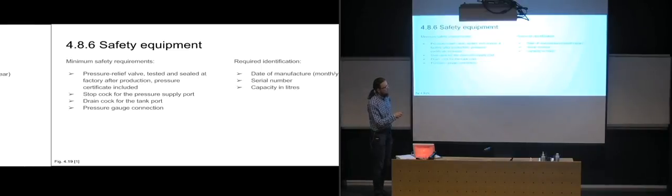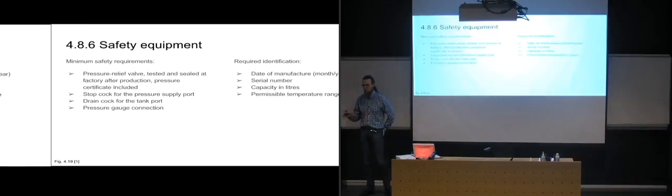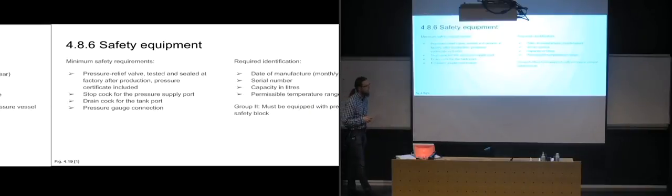It also needs to have the capacity in liters of the accumulator. And it also needs the permissible temperature range, so that this is written directly on the accumulator, so that there is no way that you can misunderstand the temperature range and the capacity and everything of this for the accumulator. And for group 2, they must also be equipped with a pressure vessel safety block.